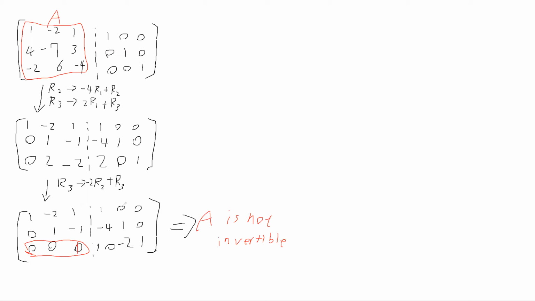That's a good example to see what happens if a matrix is not invertible. I should have picked one that is invertible first.